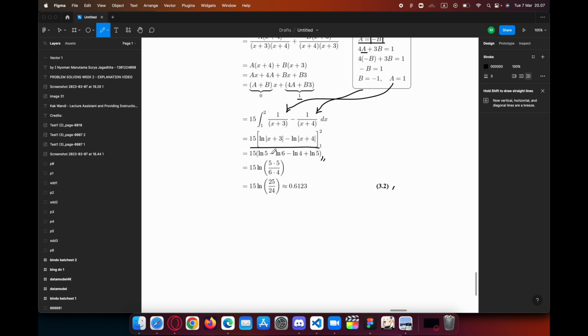So it's minus ln 6, so ln 5 is plus, so 5, ln 6 is minus, so divide by 6, and then ln 4 is also minus, so it's 1 over 6 times 1 over 4, so it's 1 over 6 times 4, and then ln 5 is positive, so it's times 5. So we simplify this: 15 times ln of 5 times 5 over 6 times 4. So we have this value, or it's approximately this value.